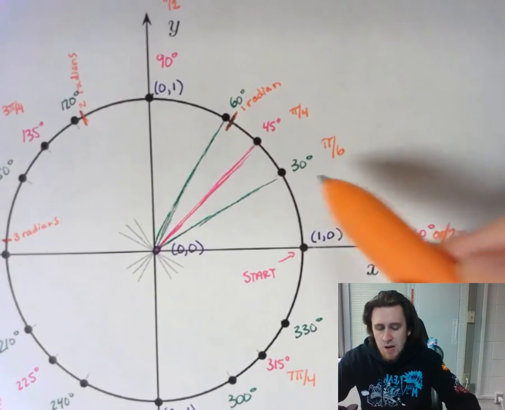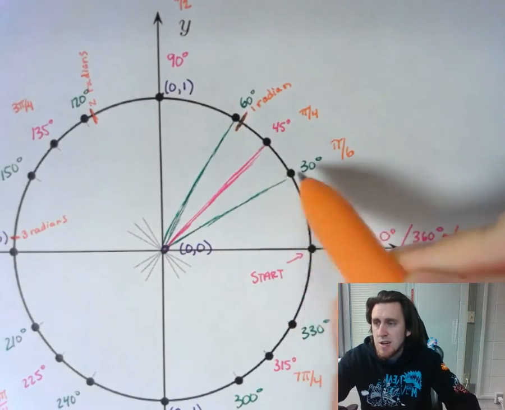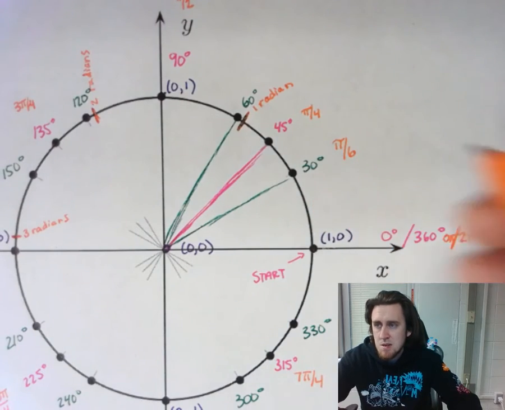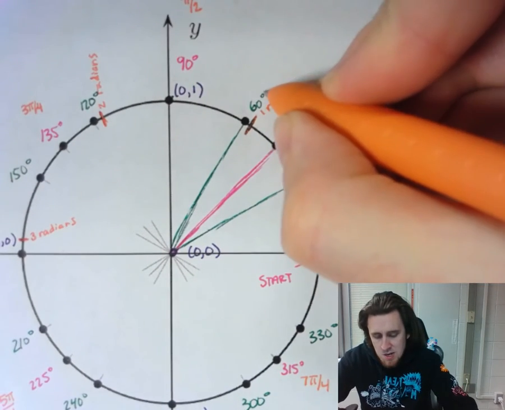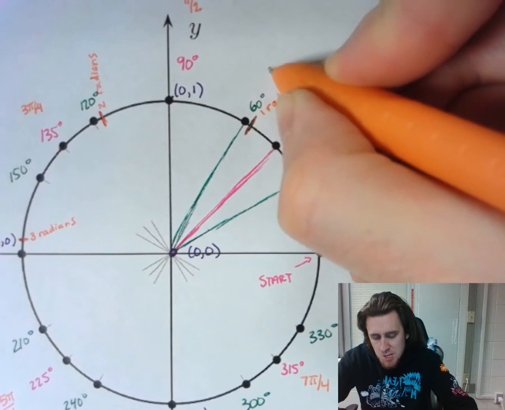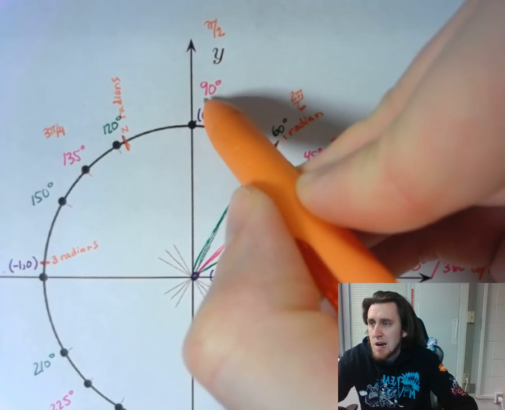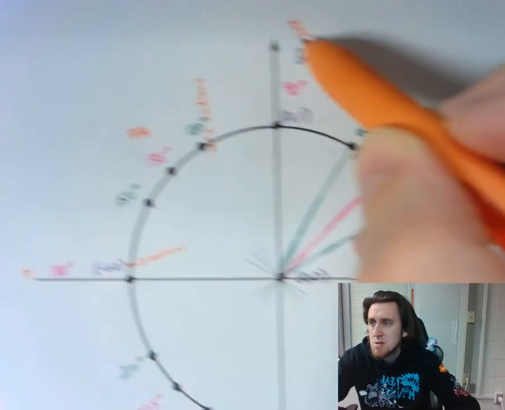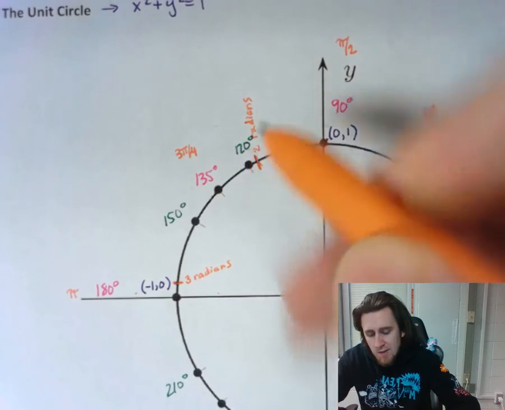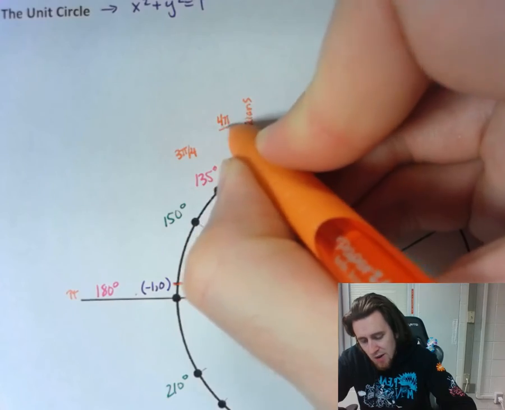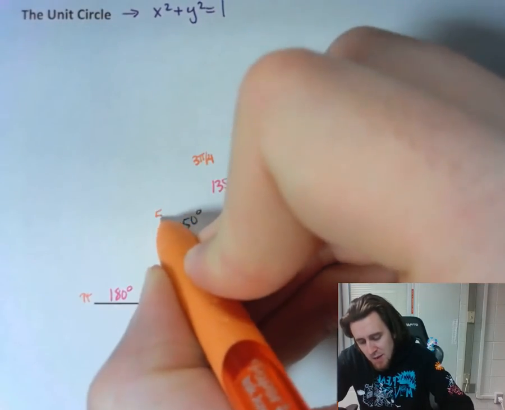Okay, so every time we count off one of these 30-degree marks, that's pi over 6. So we got 1 pi over 6. 60 degrees would be 2 pi over 6. 90 is 3 pi over 6, which reduces. We got 4 pi over 6. We're just counting, right? 5 pi over 6.